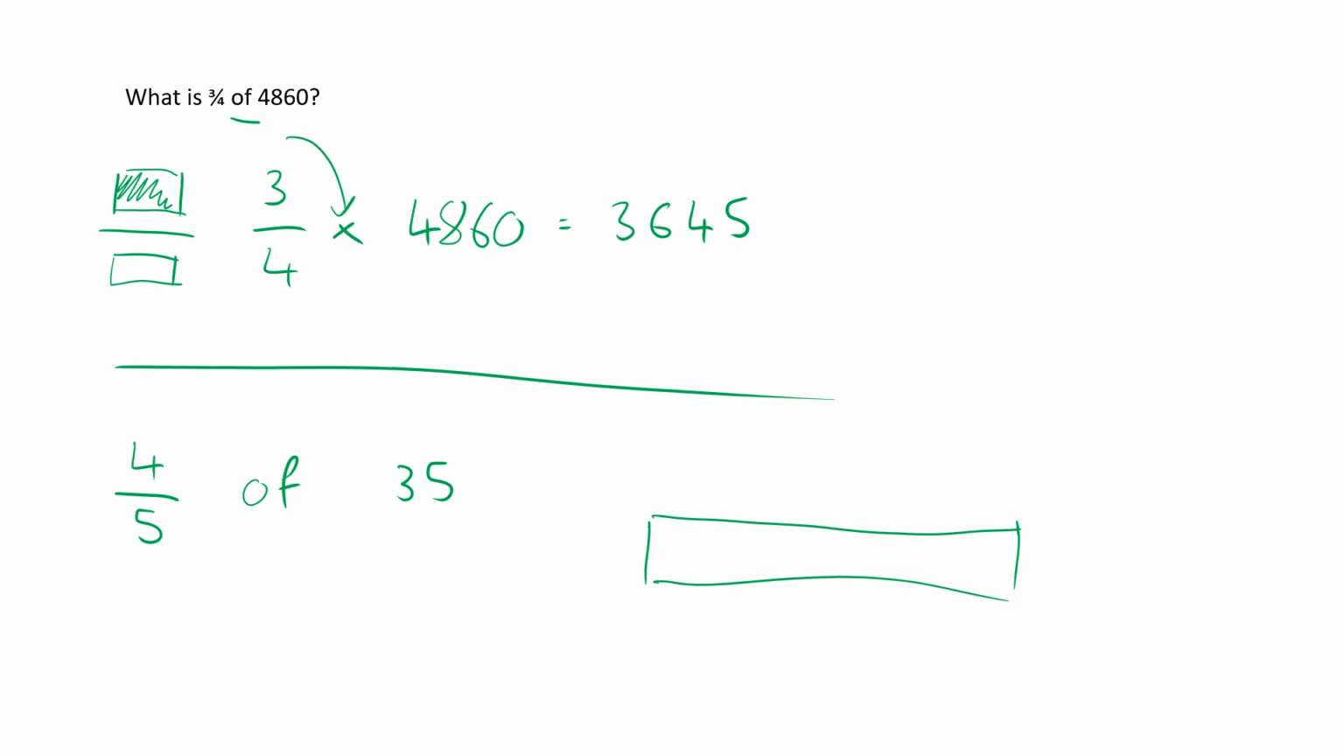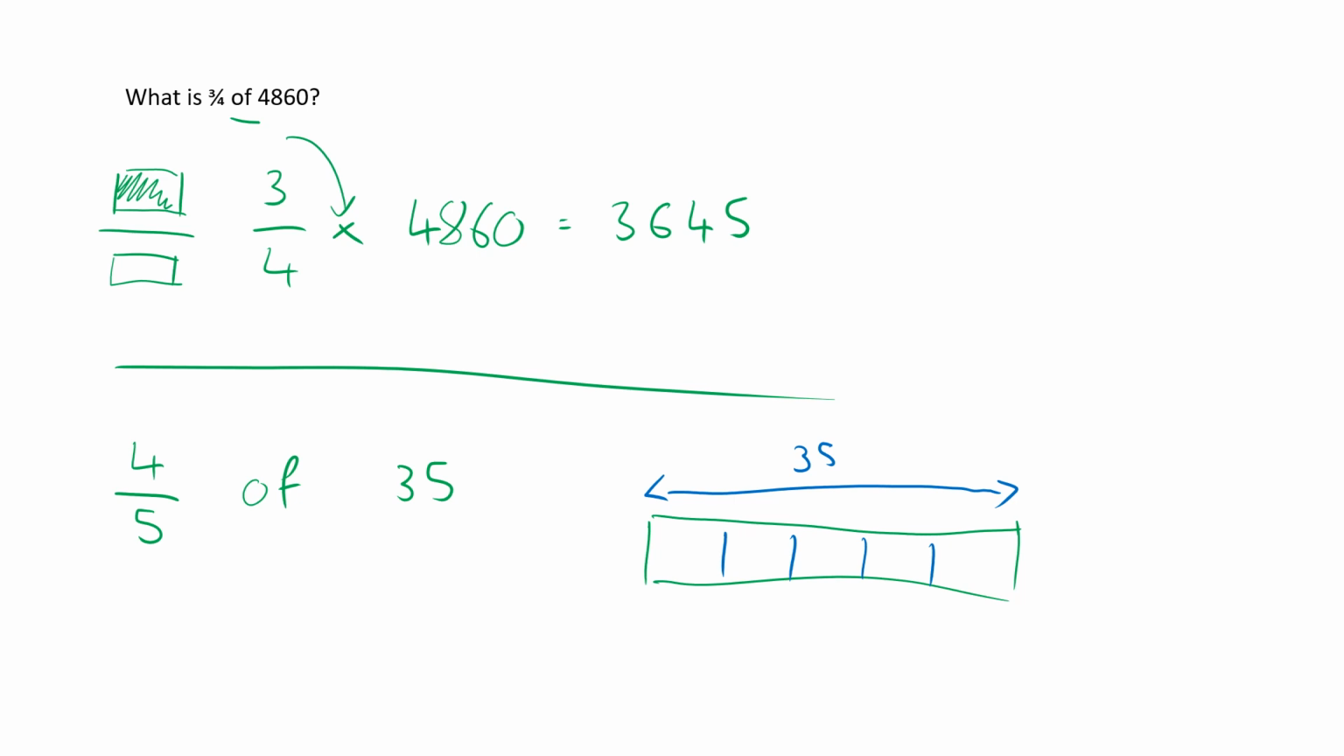So I'm just sketching out a bar and change colour. Now what I would do is I would label that bar up with the quantity. So in this case, the whole bar is worth 35. Now according to the fraction, if it's 4/5, the denominator is the part that tells me how many bits to split the bar up into. So I'm going to split it into 1, 2, 3, 4, 5 parts.